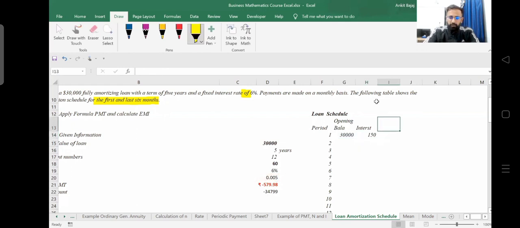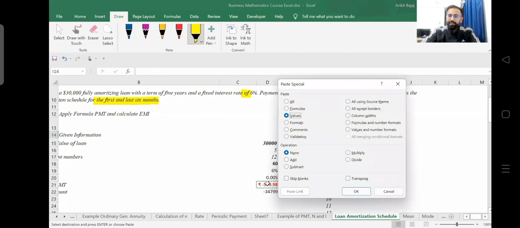Right, now here, what is the EMI amount? So the EMI amount is 579.98. This is your EMI amount. So instead of selecting this amount, I will paste it here. Right? So every month, you have to pay this amount, right?